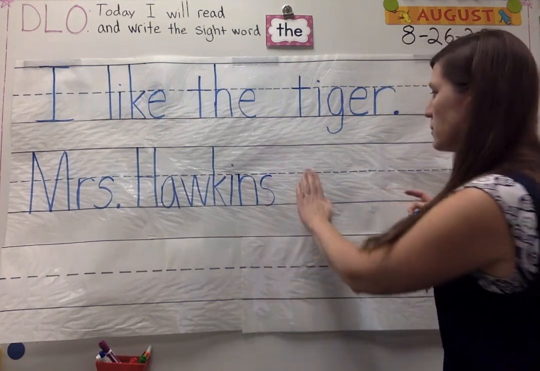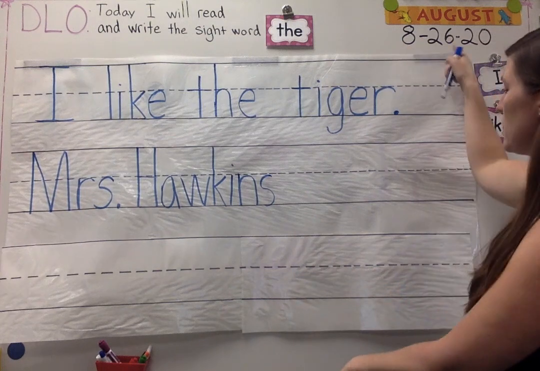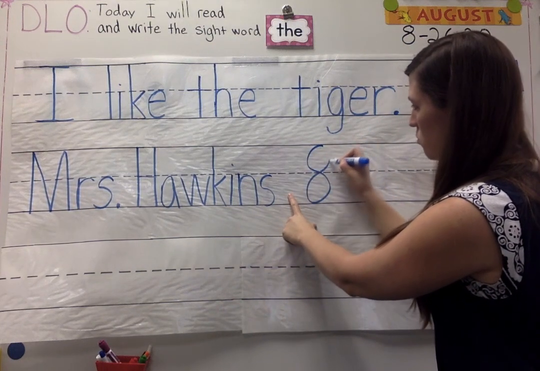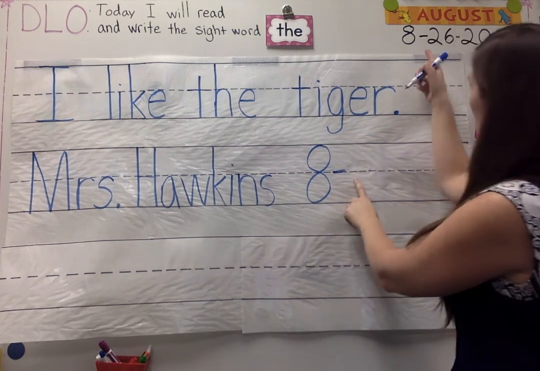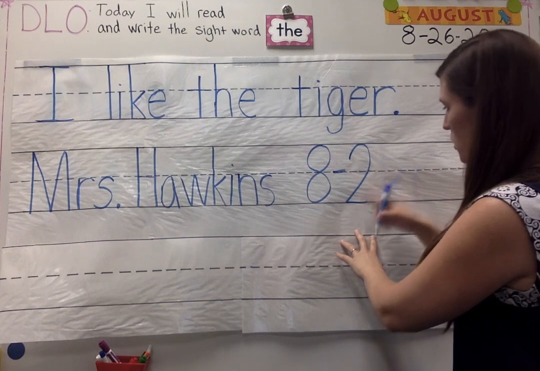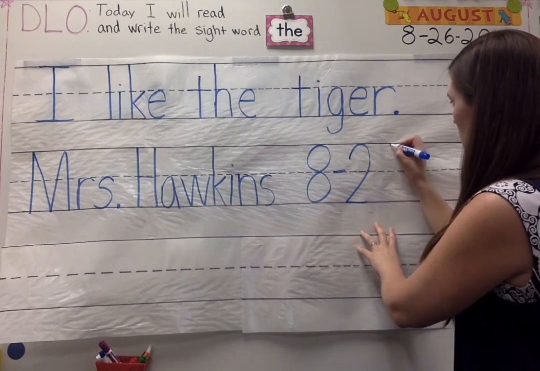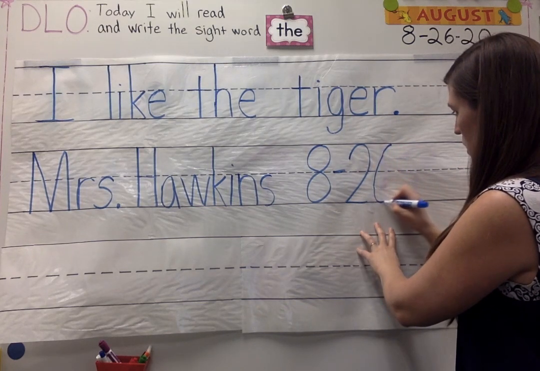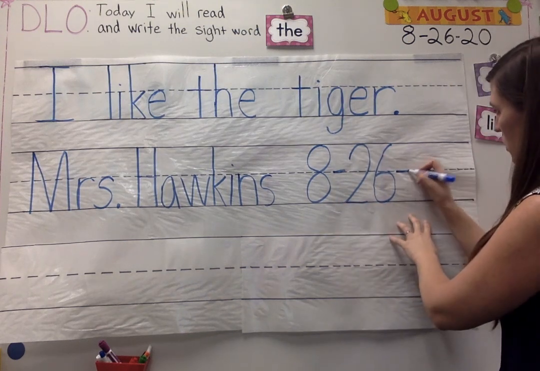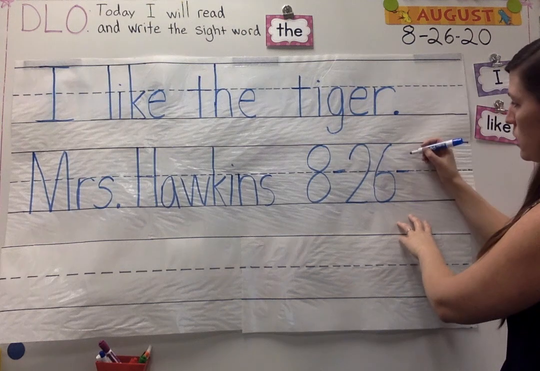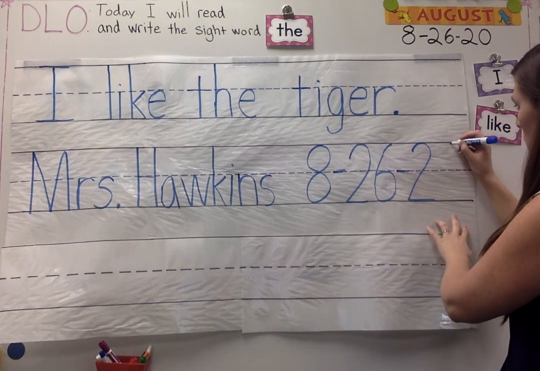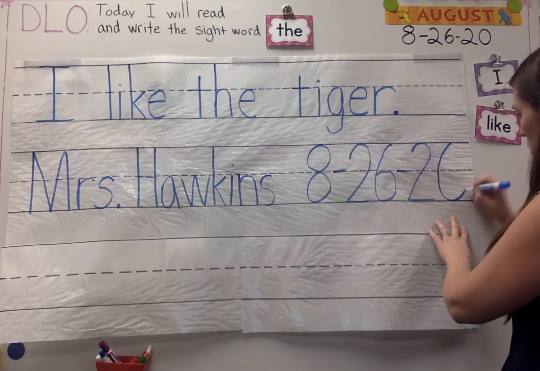Mrs. Hawkins. I'm going to leave a space, and I'm going to write the date. 8 represents August. I have a hyphen. 26 is the 26th day of August. So a 2, candy cane foot. A 6 is a round loop. And another hyphen for 2020, the year. So I have a 2, candy cane foot, and a 0. Down, up.